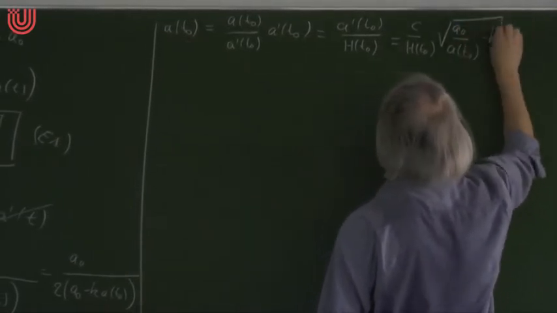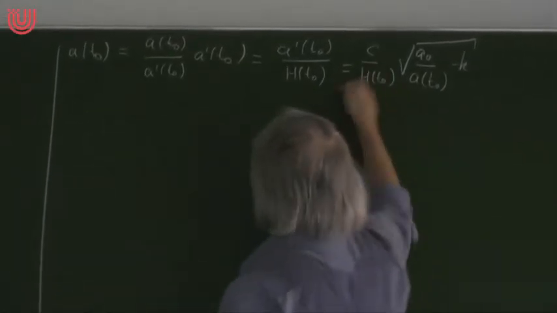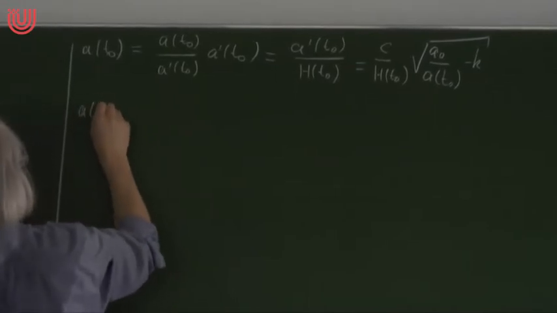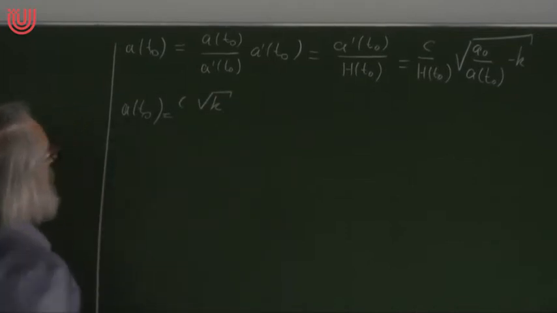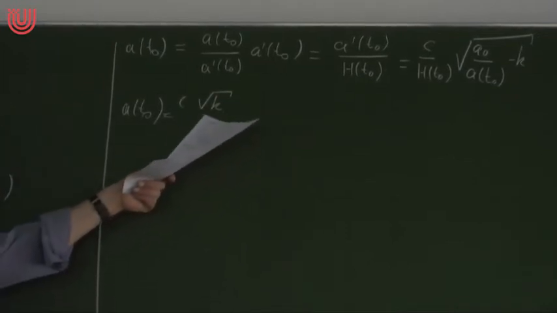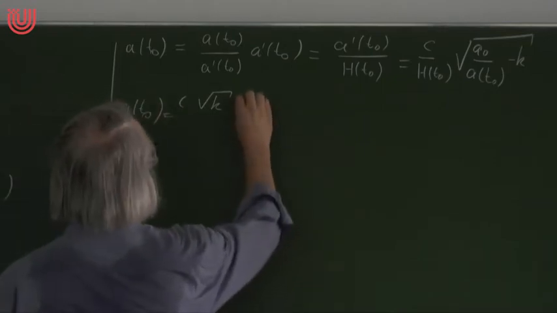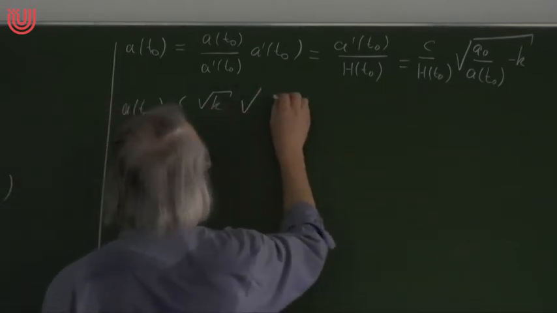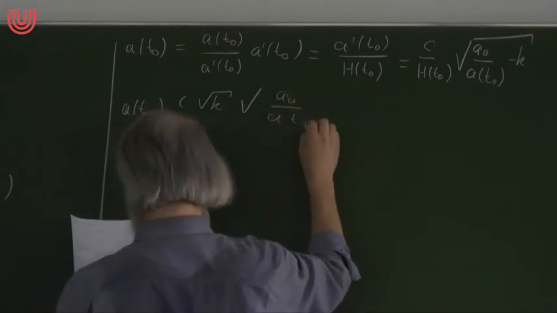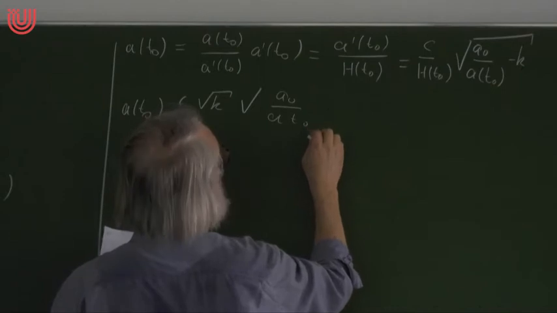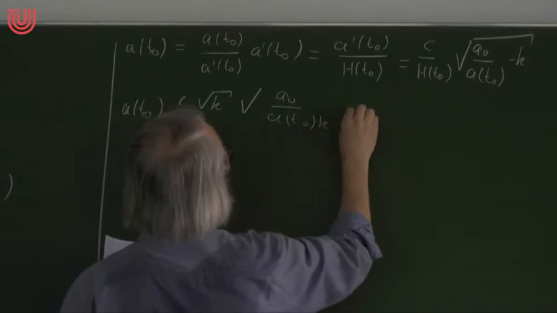minus k. Is that it? Let me take a root of k out of the bracket. I don't care at the moment whether k is positive, 0 or negative, so this might be an imaginary unit here, if k is minus 1, but the equation is correct nonetheless. Then I also get from this root something imaginary, so the whole thing will be real. a of t naught, is that it? Yes, a of t naught k minus 1.